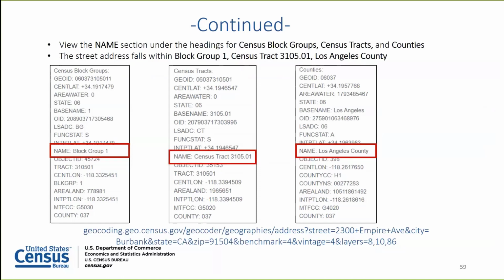And then the results are the information for your block group, your census tract, and then your county name. From there, you take that information, and then you can go to data.census.gov and select your appropriate geographies.